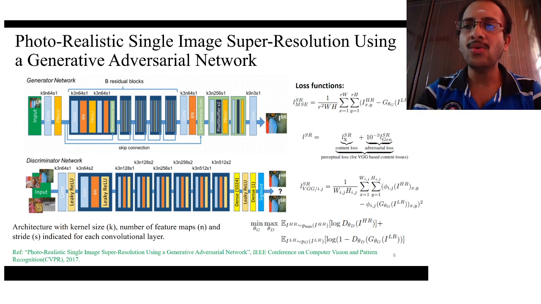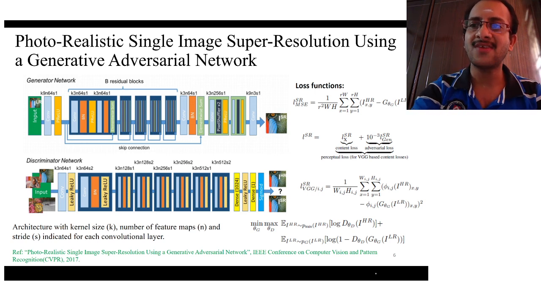Okay, so let us see now some of the applications of generative adversarial networks in computer vision.